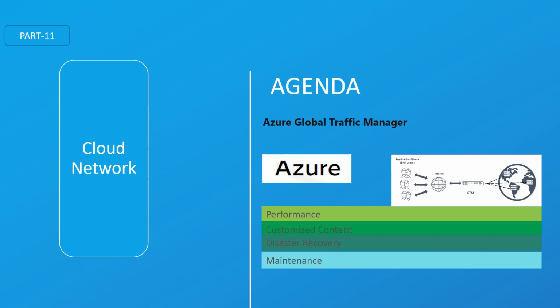Hello everyone, my name is Ajay and in this section we are going to discuss Azure Global Traffic Manager. This is basically a DNS-based load balancer, and it is meant to perform multiple tasks like performance, customized content, disaster recovery, and maintenance. So you can assume a situation like that.